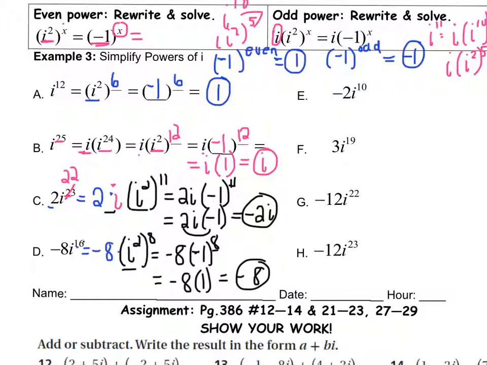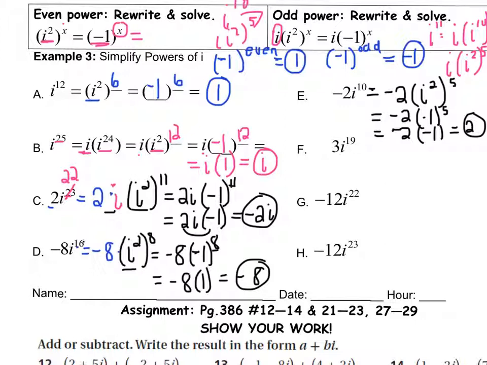Alright, you might be getting the hang of these, but I'll still go through the rest of them, just to be sure. But I'll do them maybe a little bit faster. We'll have negative 2 out front. i to the 10th can be rewritten as i squared to the 5th. So we'll have negative 2 times negative 1 to the 5th, which is negative 2 times negative 1, which equals positive 2. So that's for E.